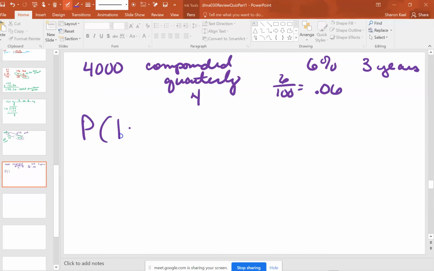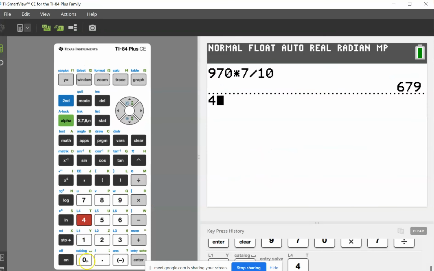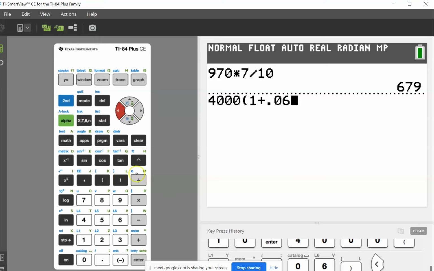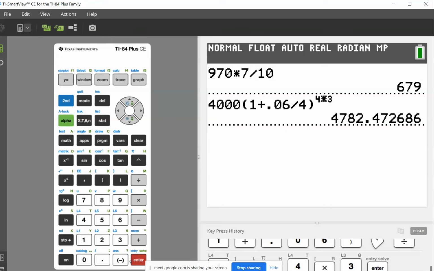Here is my formula. And we're going to plug this in. My principal is 4,000. 1 plus my rate is 6%. Quarterly is 4 times. And then here I have 4 times 3, which I could use the number 12. So that's what I'm going to key in here. So we have 4,000, parenthesis, 1 plus 0.06. Oh, wait a minute, excuse me. 1.06 divided by 4, because it's quarterly, raised to the, and I could do here 4 times 3, or I could put the 12.